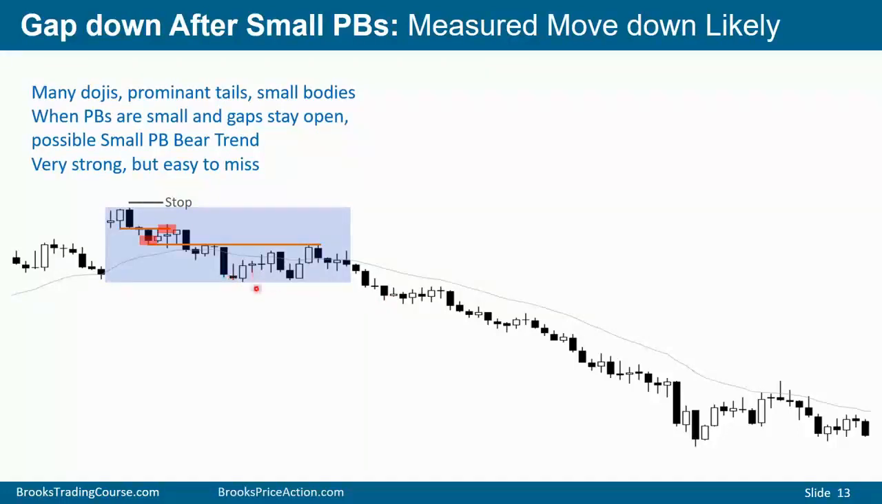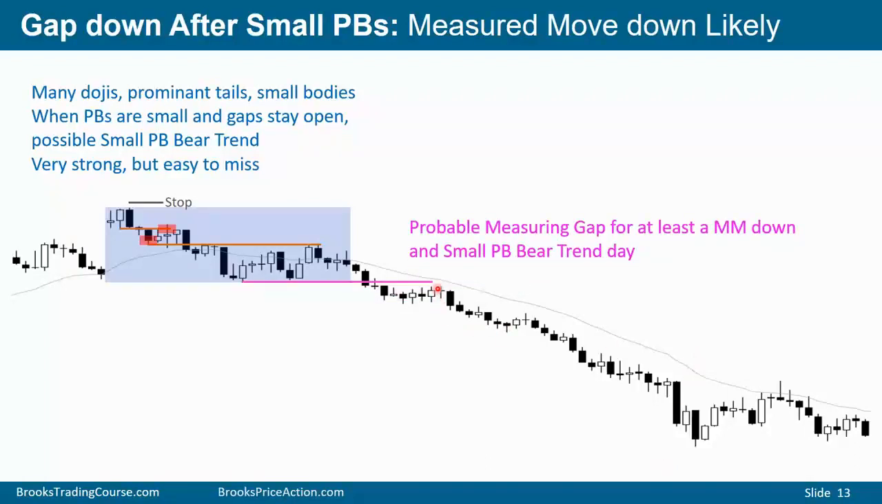A lot of dojis, bars with very prominent tails and small bodies, but we're getting gaps, and that is a warning that as weak as the bear trend appears to be, it might be much stronger than what you think. Whenever you have a leg that looks like a bear leg in a trading range, but you're getting gaps or negative gaps, you have to be thinking that it might be a bear leg in a small pullback bear trend. Pullbacks are small all day, and the trend lasts all day.